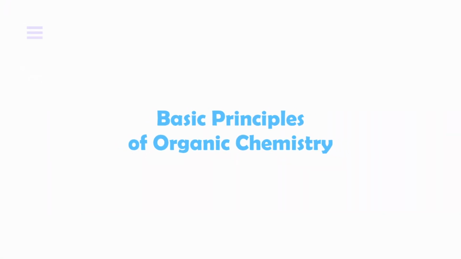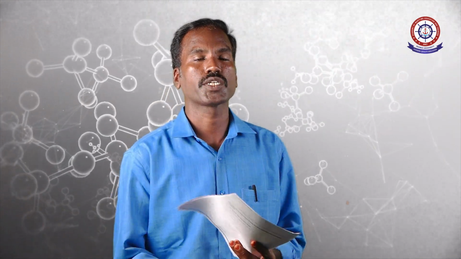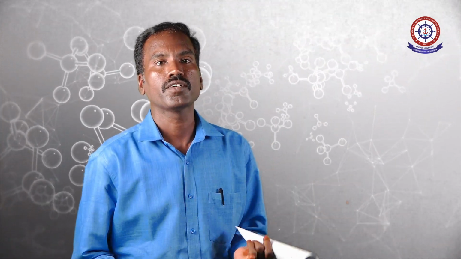Now we are going to discuss the basic principles of organic chemistry. Organic chemistry deals with carbon and hydrogen molecules, with the exception of nitrogen, oxygen, sulfur and phosphorus. Examples include the salt of carbon dioxide, urea, thiourea, etc.